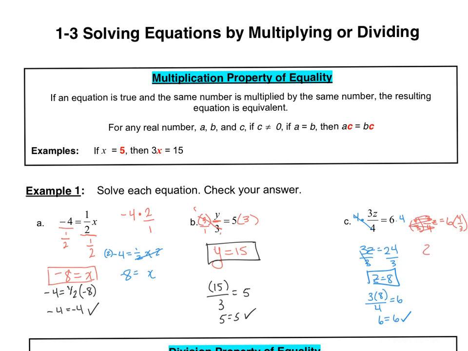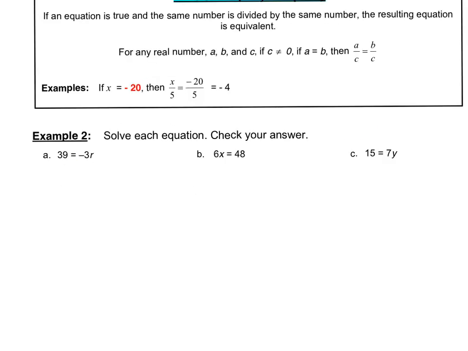Those cancel, so z equals 6 times 4/3. You can cross simplify, so you get 1 and 2 right there. And so you would get 2 times 4, which is 8, over 1 times 1 is 1. And so z equals 8, same answer.